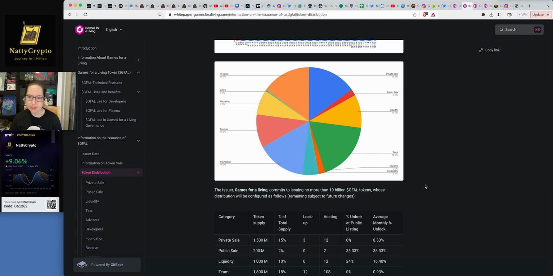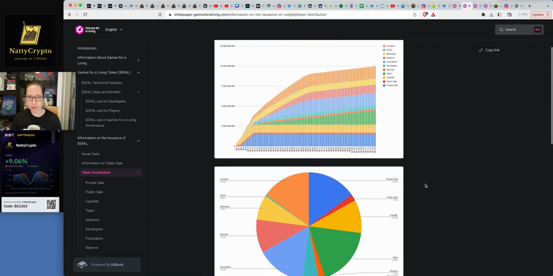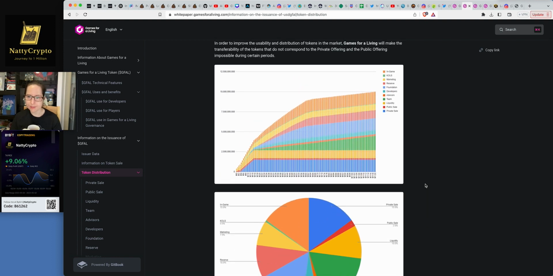So if we look at here, in-game, private sale, public sale, liquidity, team. The team's got 18%, it's quite a high amount for the team, and then they're getting a little bit as time goes by. So in-game, KOLs, I'm not sure what that means, marketing reserve, foundation, public sale. So there's the red and the blue at the bottom. As you can see, it's pretty consistent here. But the dilution is going to come at the bigger part of it all.